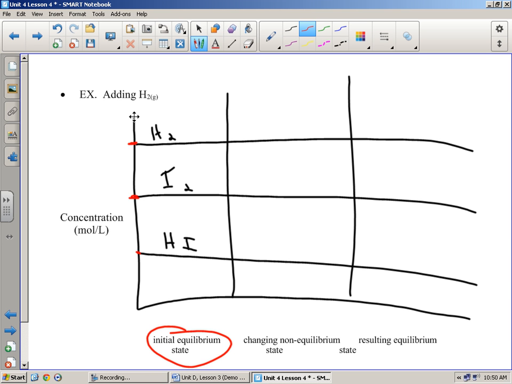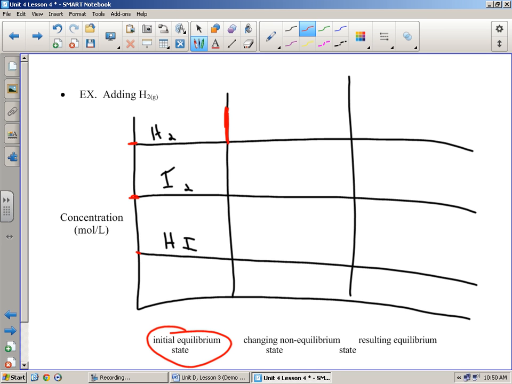What would happen to these concentrations? Would they go up, would they go down, et cetera? If I add in H2, what's going to happen? The first thing that happens, and this is important, is that when you add in H2, you get a large amount of H2. We represent that by going straight up here. So we're going to add in some H2, and the concentration is basically going to spike. It's going to go up very quickly. Here's my equilibrium system. I dump in a bunch of H2, and the concentration of H2 is going to go up.